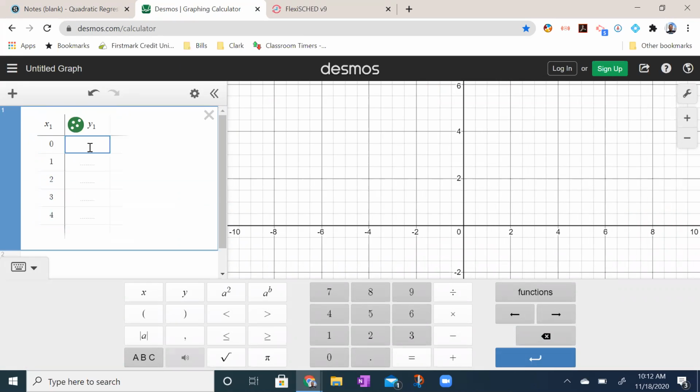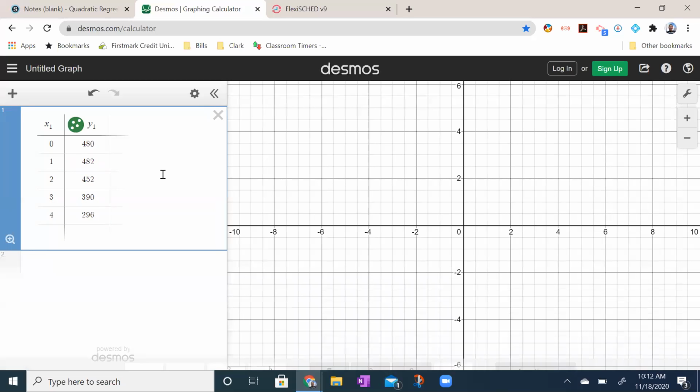So I've got 480, then 482, 452, then 390. So it's very important that you pay attention to what you're typing and make sure your numbers match up. All right, so there is all my plots there.